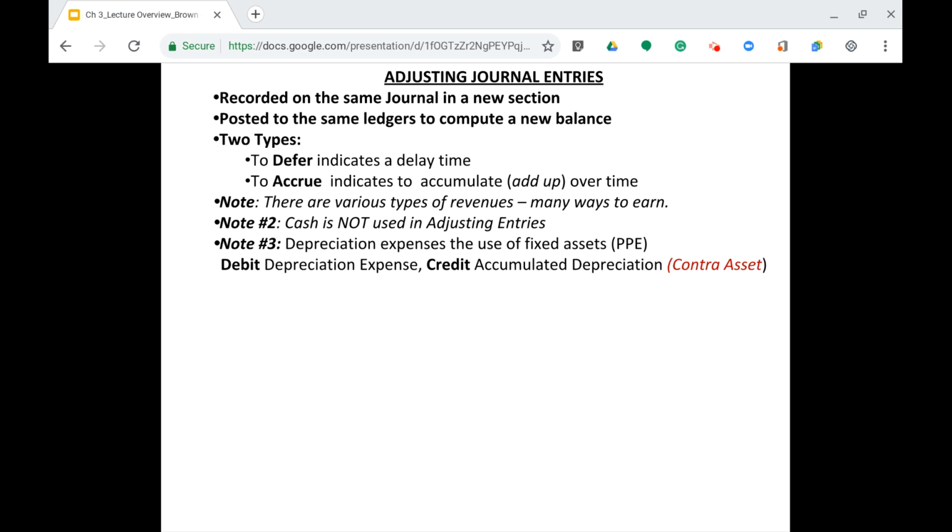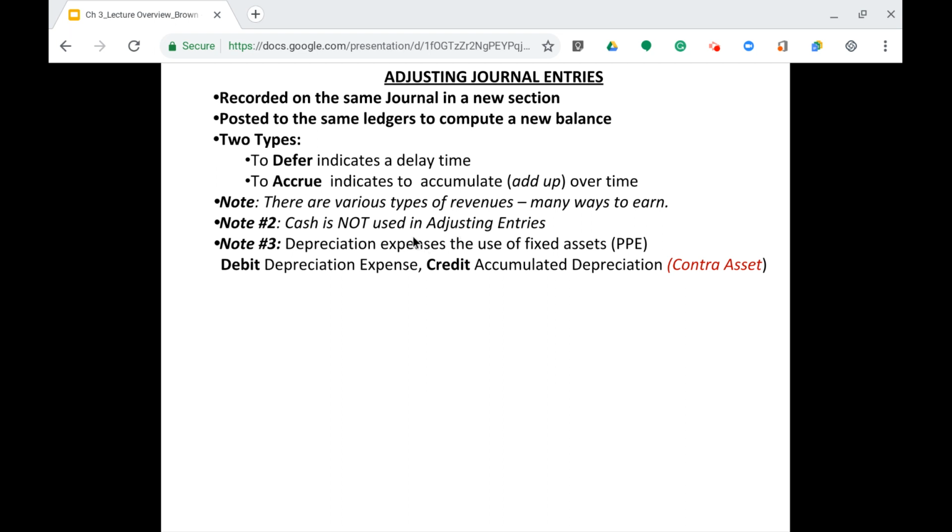Cash is a transaction that you will do during the month. Once you get done and get to your unadjusted trial balance and ready to do adjustments, cash is no longer an account that you will use from your chart of accounts. So if you find yourself writing cash when we're doing adjusting entries, know that you're doing it wrong.